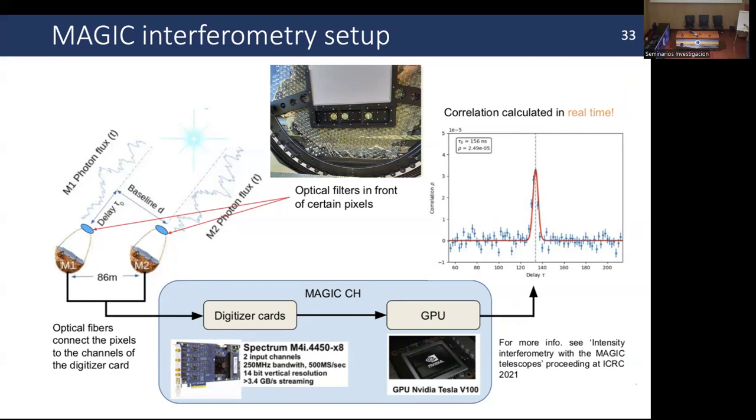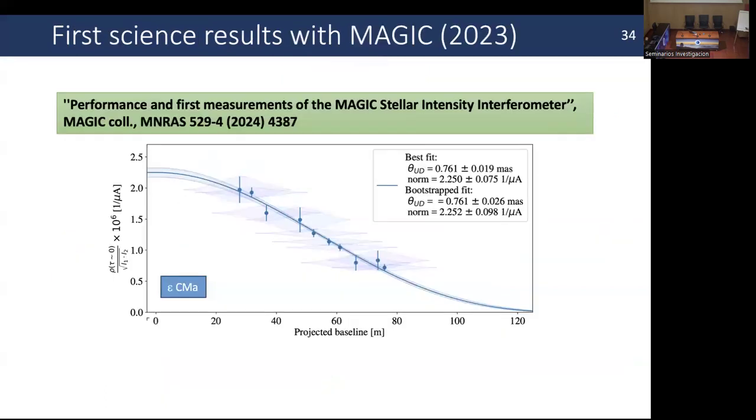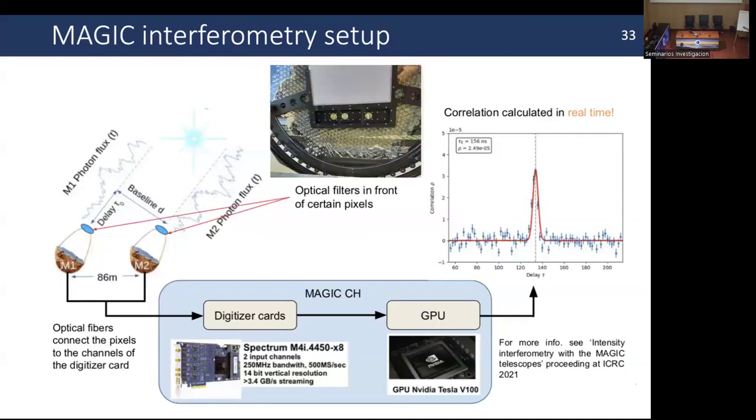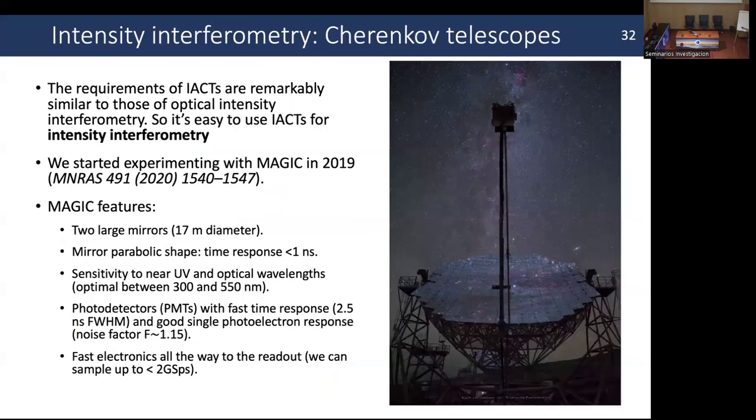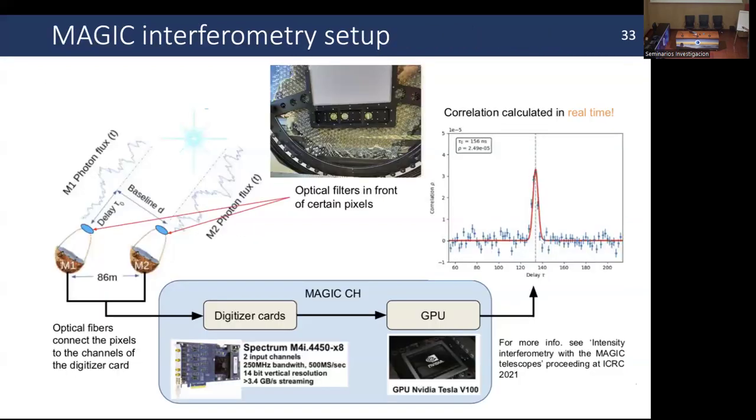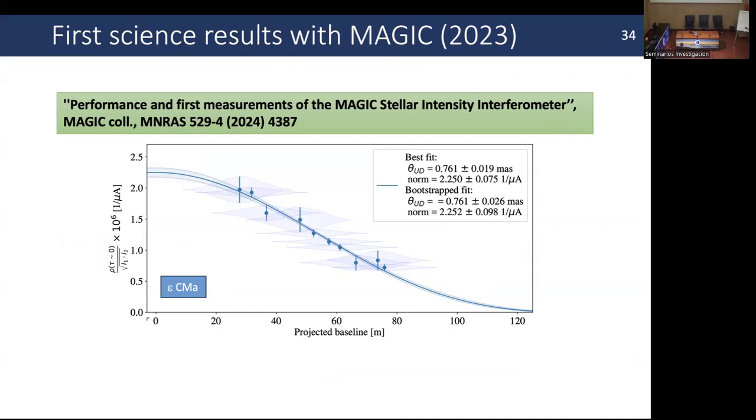And we see immediately when we switch on the whole thing, we could see nice correlations for stars in real time with the GPU, okay? So we see these nice correlations. We started back in 2019 with some first results, there was a paper here. And with a more professional interferometer, what we are doing has just been published. This is a study of the performance of the MAGIC interferometer with the two MAGIC telescopes, and the measurement of a few stars.